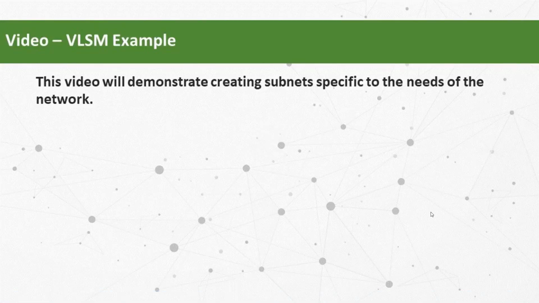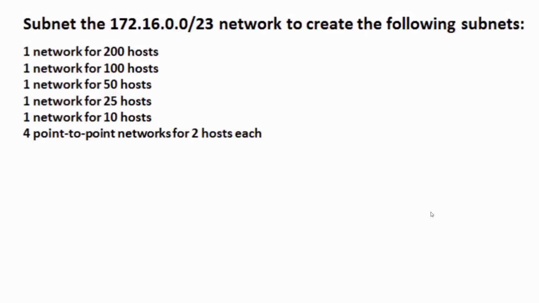In this scenario, the task is to subnet the 172.16.0.0/23 network to create the following subnets: one network for 200 hosts, one network for 100 hosts, one network for 50 hosts, one network for 25 hosts, one network for 10 hosts, and 4 point-to-point networks for 2 hosts each.